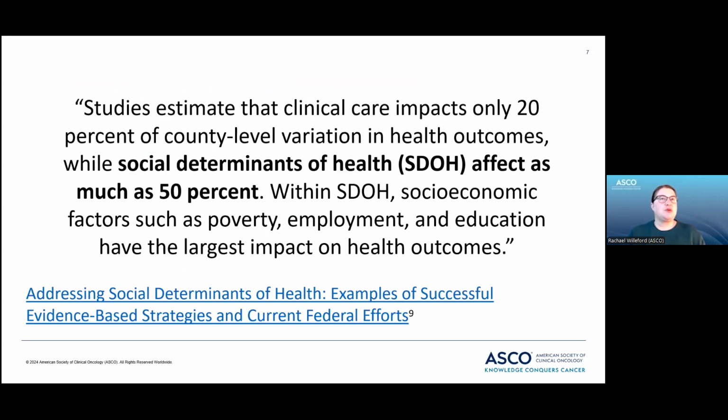Back in 2022, there was a report from the Office of Health Policy. In that report, it estimated that clinical care impacted only 20% of county level variation in health outcomes. Meanwhile, social determinants of health may potentially affect as much as 50% of health outcomes, with factors like poverty, employment, and education having the largest impact on those outcomes. So how can these barriers be addressed?